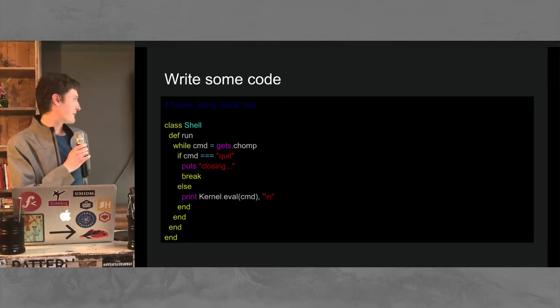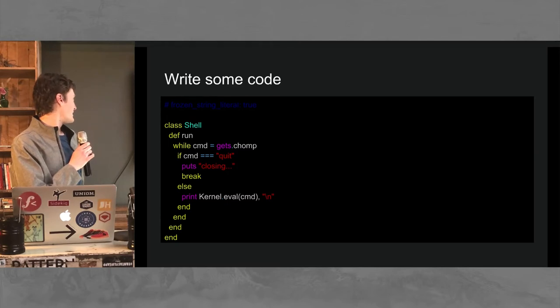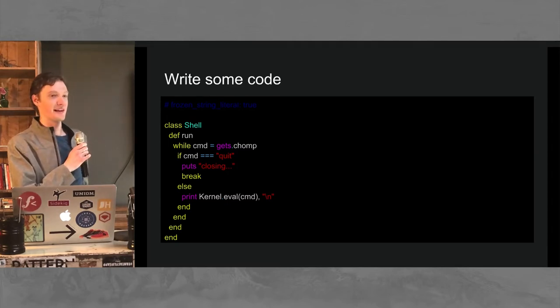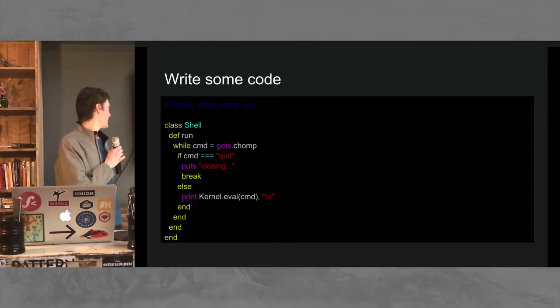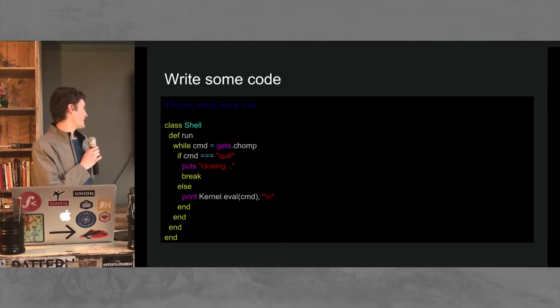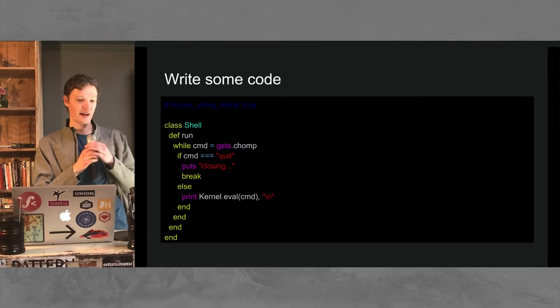calls the run command. Anyway, so we create a while loop, and that is basically saying, just evaluate everything inside this block until I tell you not to. We get the input with gets. I provided a way for me to break out of this shell by just typing quit, and otherwise it will pass the command onto Kernel.eval and then print it out.